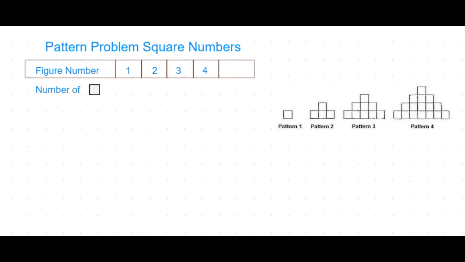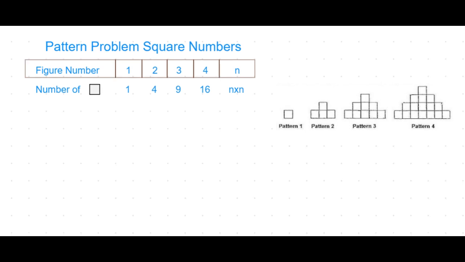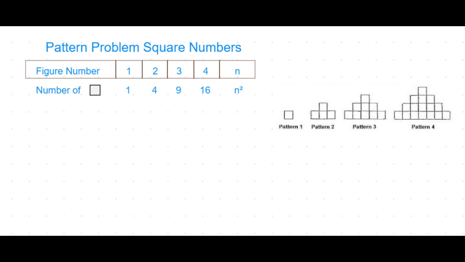So let's look at this pattern where we have figure number 1, 2, 3 and 4 given. Pattern 1 has 1 square. Pattern 2 has 4 squares, pattern 3 has 9 squares, and pattern 4 has 16 squares. So this is clearly n times n. So the nth figure will have n times n. This is also known as n square.